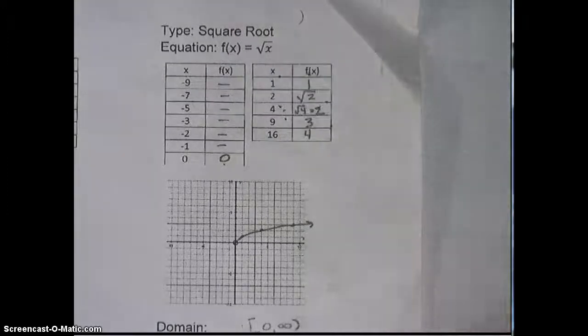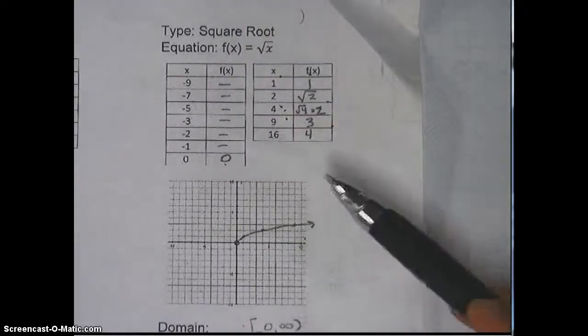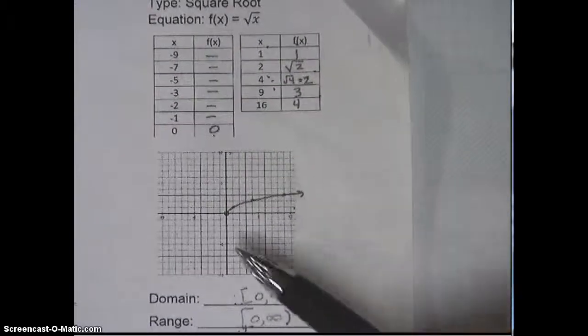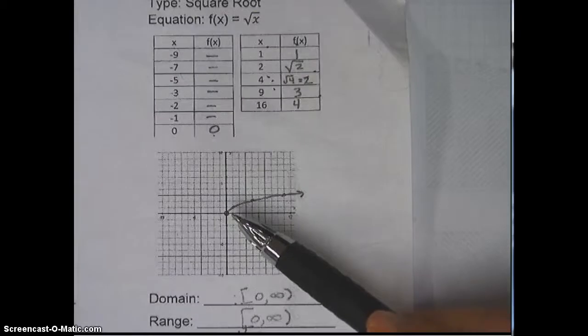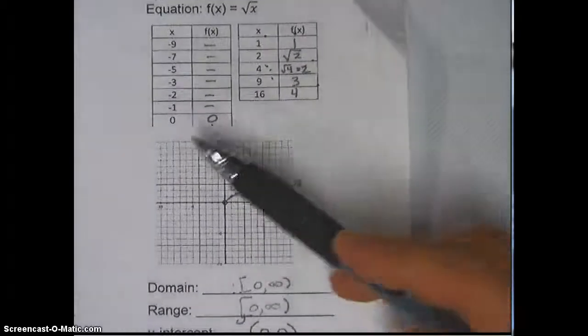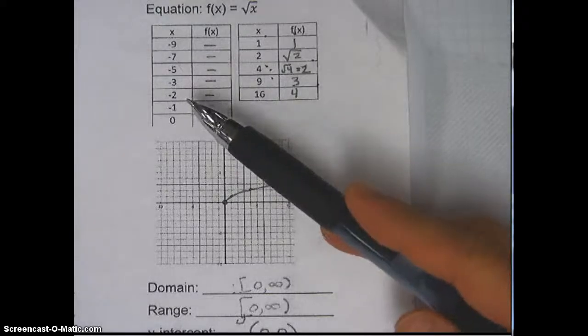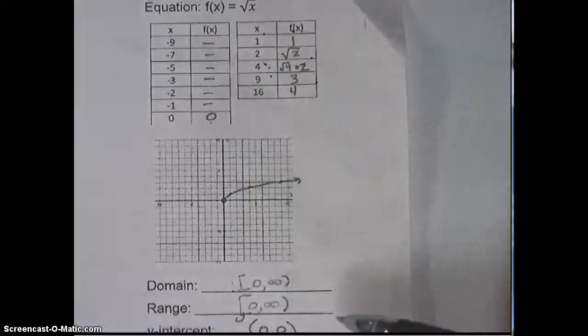Today I want to talk about transformations of the square root function f of x equals square root x. You might remember this graph and this table from the first 6 weeks. A few key things to remember about the square root function. The parent function starts at 0, 0, and it doesn't have any negative x values because, of course, the square root of a negative number is an imaginary number. We talked about that last semester.